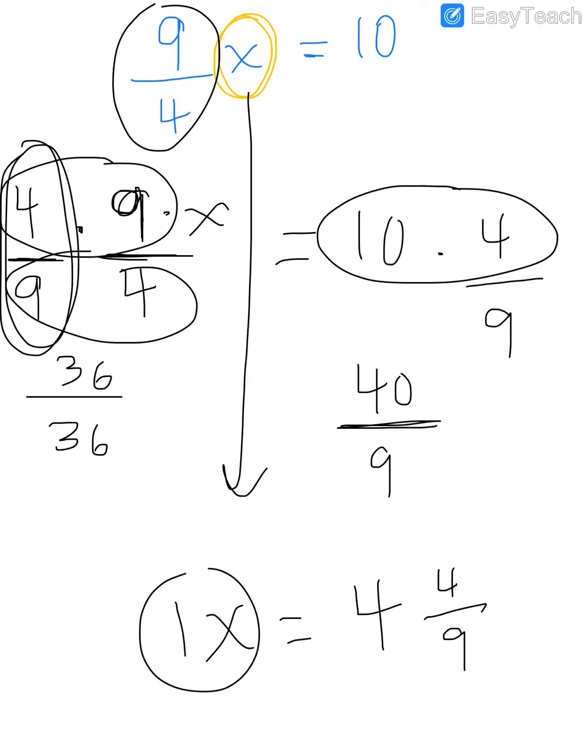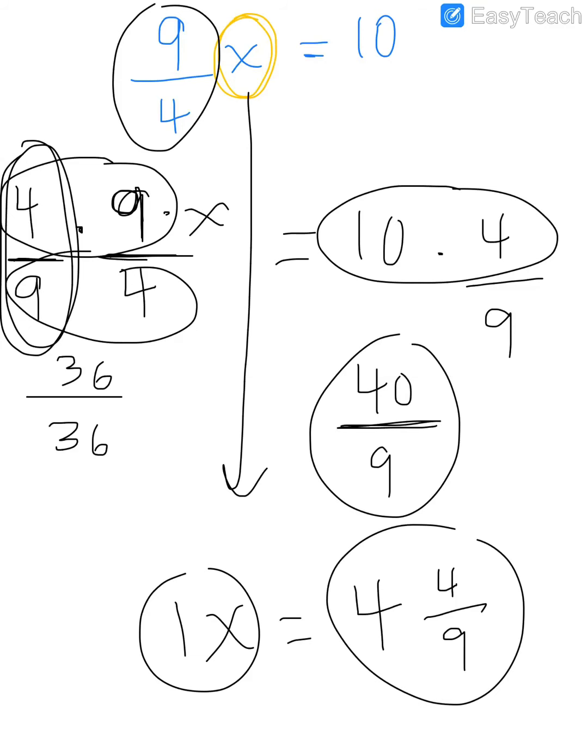So the way you would check is you would go back and plug in this number or this number in for your x value up here and make sure that it works. So off to the side, it's going to be squished, but let's try it. If we do 9/4 times 40/9, we want to make sure we in fact get an answer of 10.